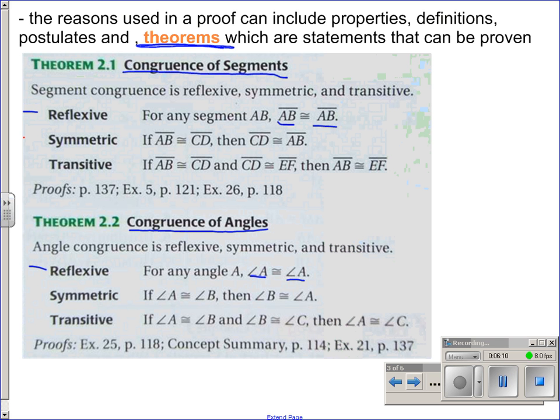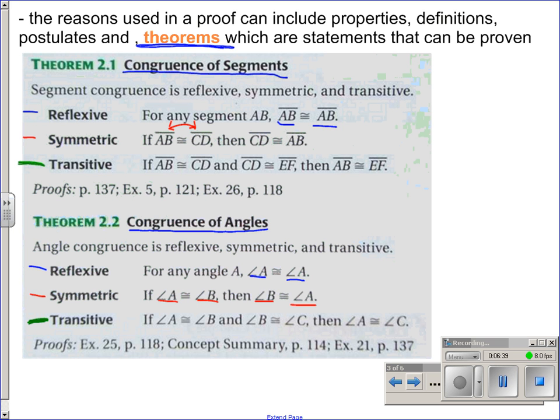The symmetric property, we don't see it very often, but it's there. Basically you're just switching the left and right side of things that are congruent to each other. So on the top it's segments, on the bottom angle A congruent to angle B. You could rewrite it as angle B congruent to angle A. You're just changing the order of your equal sign. We don't use it very often, but it's there. Transitive property. We use this all the time.